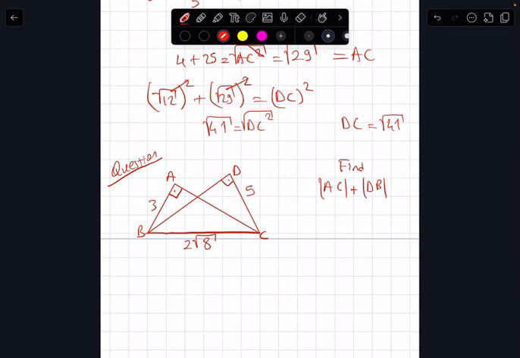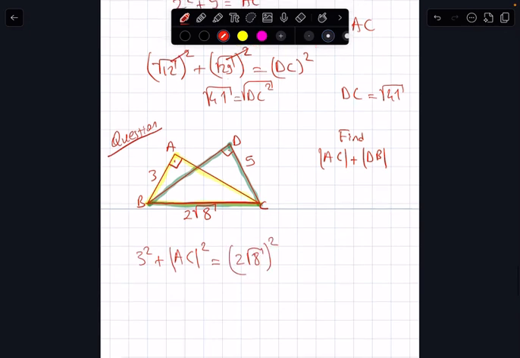Okay, let's find it. So we have two triangles, one in here, the other one in here. Okay, so let's start with the yellow one. What do we have? The hypotenuse is given, AC is absent. Then 3 squared plus AC squared is equal to 2 square root 8, squared. 3 squared, 9. AC squared.